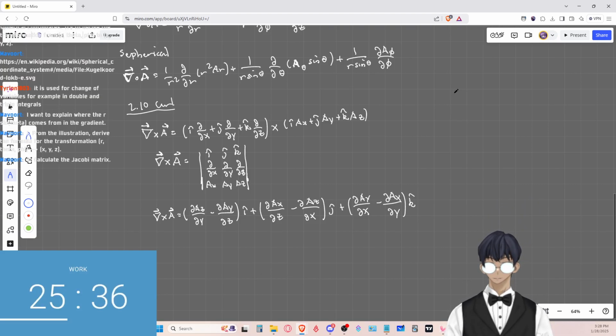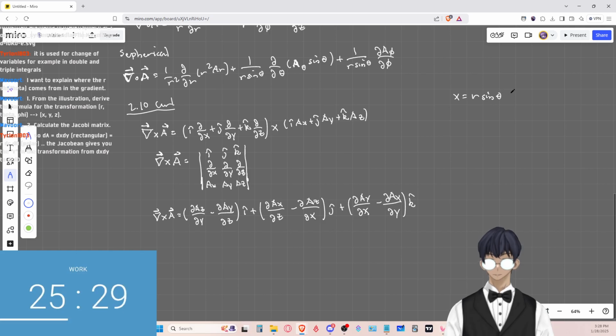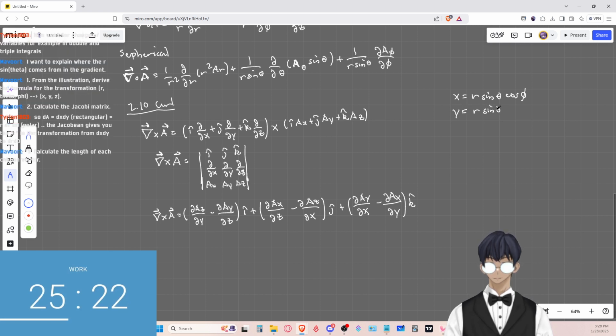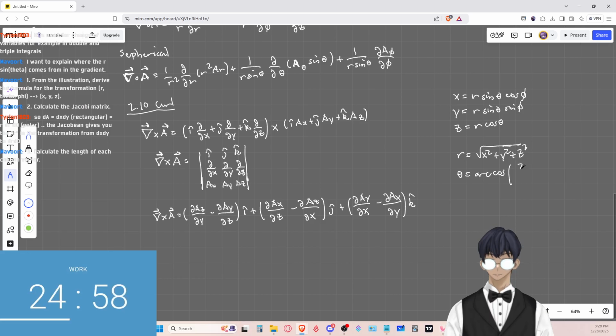Because for me, the only thing I remember is that x is equal to r sine theta cosine of phi, and y is r sine theta sine phi, and then z is equal to r cosine of theta, and then r is equal to the square root of x squared plus y squared plus z squared, and theta is equal to arc cosine of z over r, and then phi is equal to arc tangent of y over x.